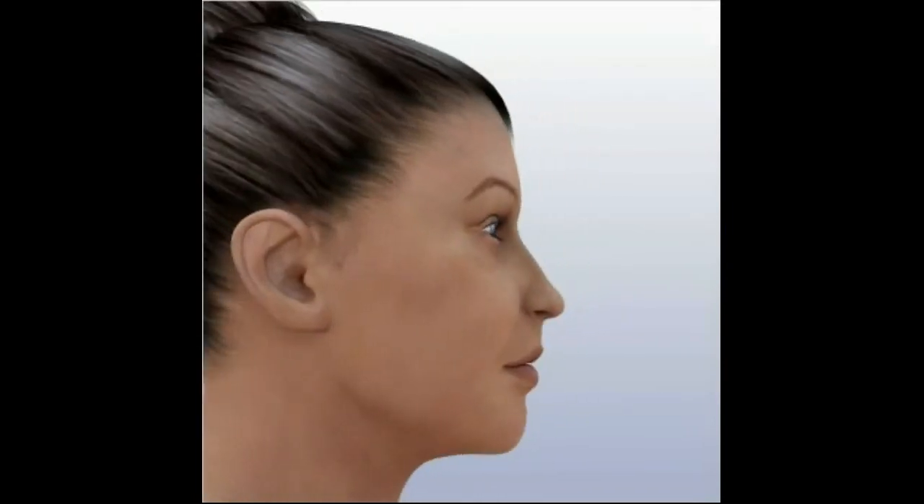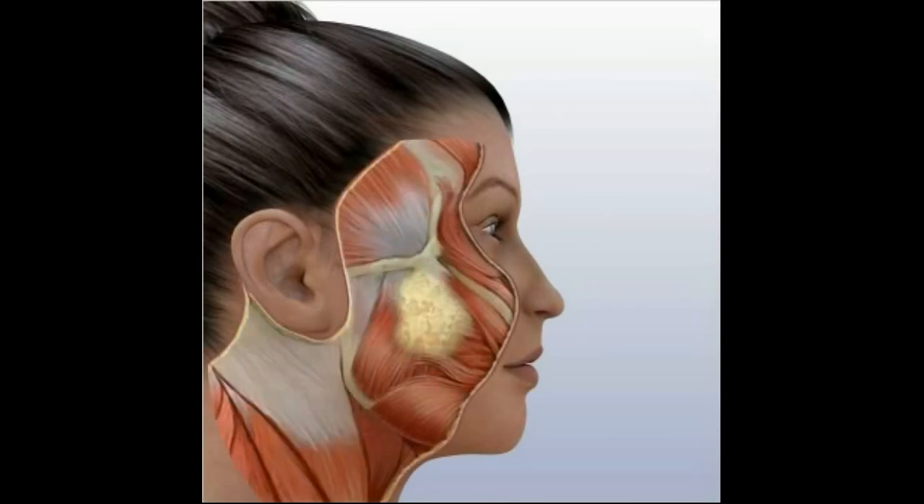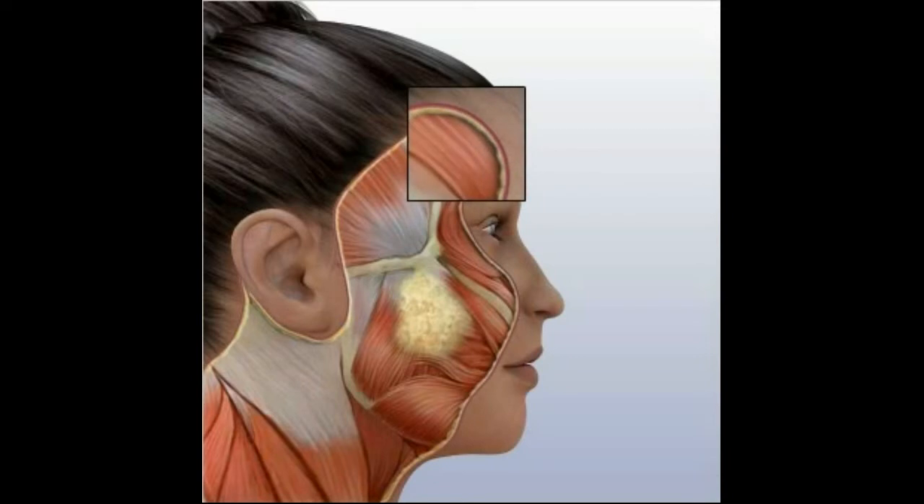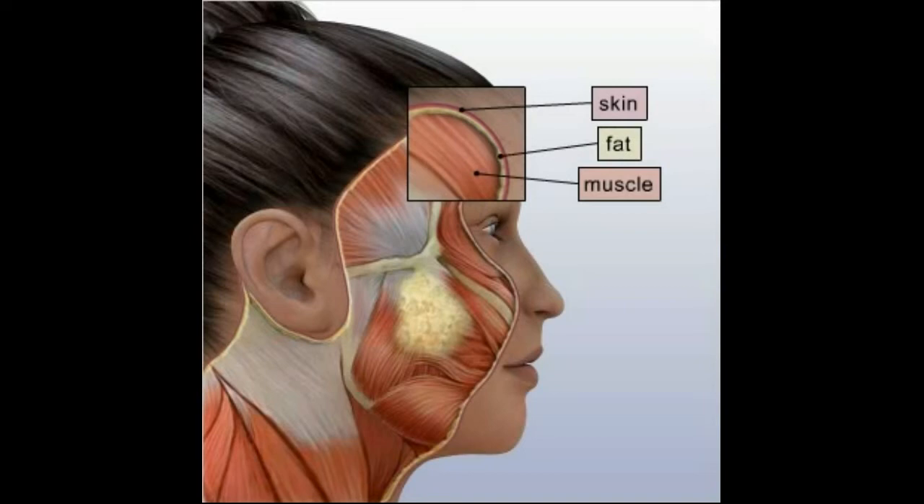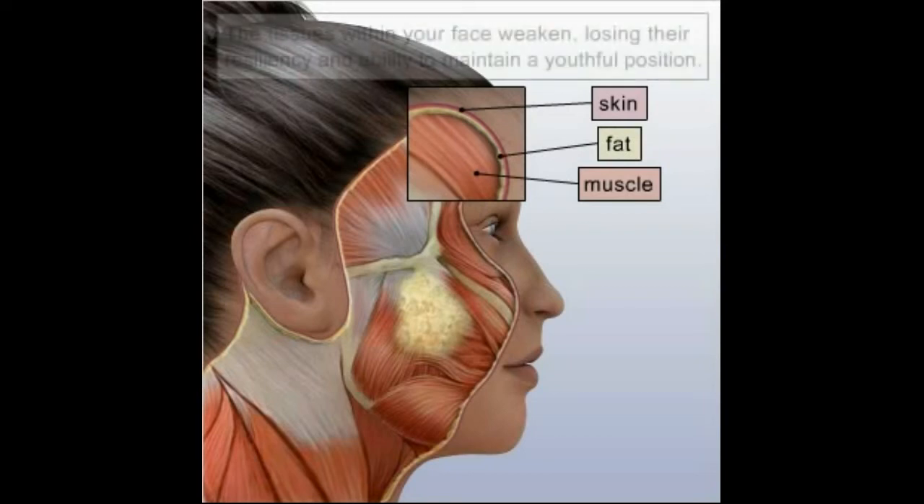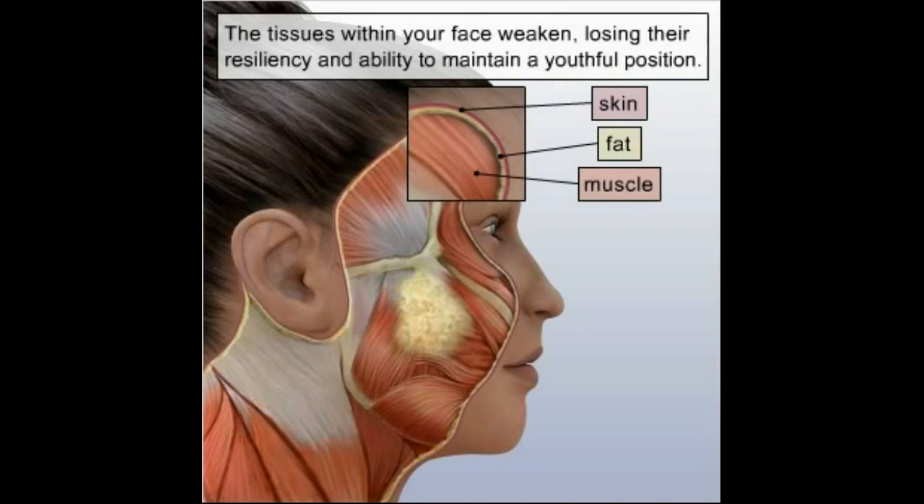Before you understand how a facelift works, it is important to understand the underlying structure of the face and how the aging process causes it to change over time. The face is composed of layers of skin, muscle, and fat, which lie above the facial bones. Much like a rubber band that has been overstretched, the tissues within your face weaken, losing their resiliency and ability to maintain a firm, youthful position.